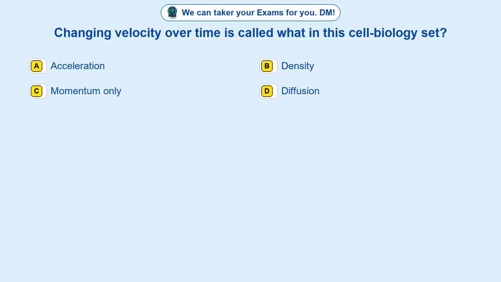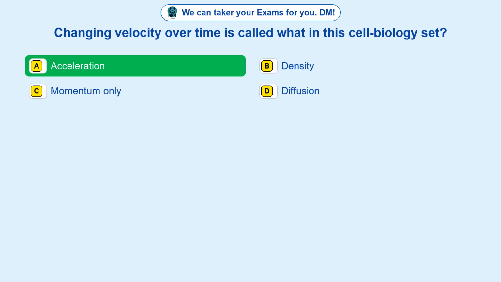Question 56. Changing velocity over time is called what in this cell biology set? Option A, acceleration. Option B, density. Option C, momentum only. Option D, diffusion. The correct answer is option A, acceleration.